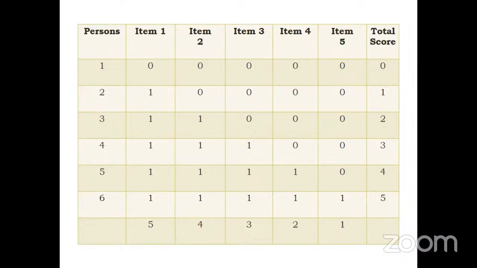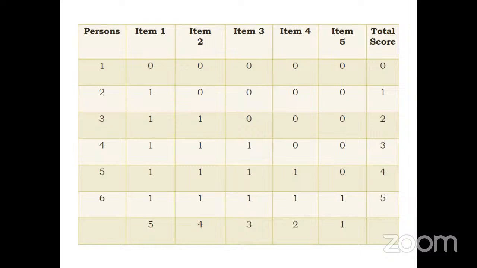We have again 6 different persons who answered 5 different items, right? So just take a look into how each of these people fared in this particular testing. First person got all the items wrong. Okay, so the total score is 0.